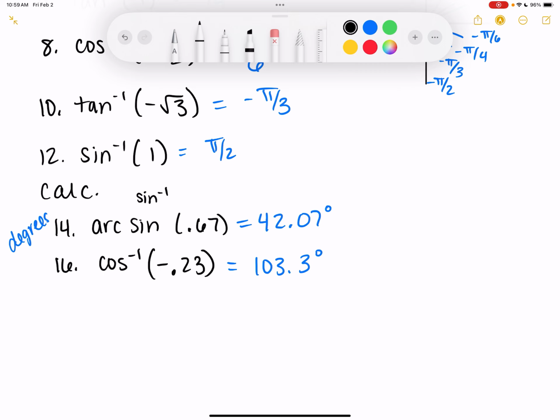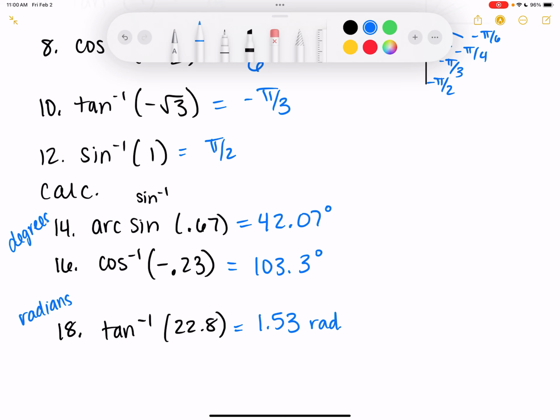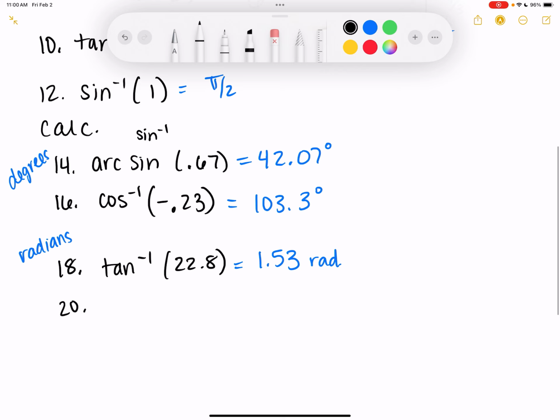All right, radians for the next ones. So switch to radian mode. Inverse tangent of 22.8. 9.53. And then just put RAD for radians, so that way it's known which thing it is. In general, we say if there's a pi written with it, we don't need to write radians, because that's kind of understood, but since it doesn't have anything, we need to put radians on it. All right, inverse cosine of negative 0.853.